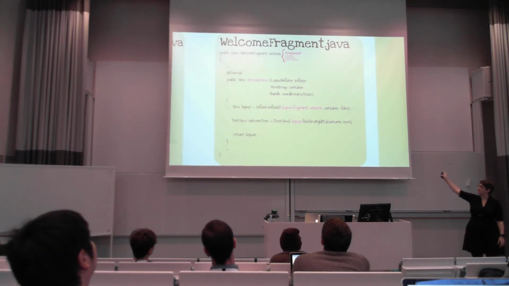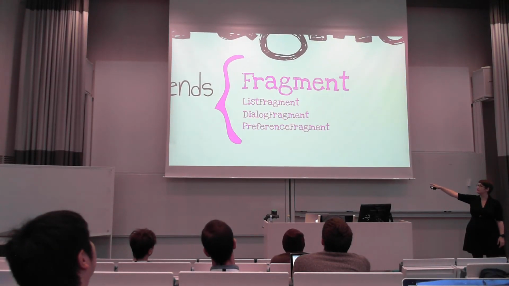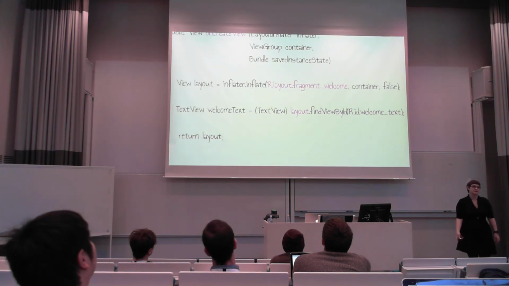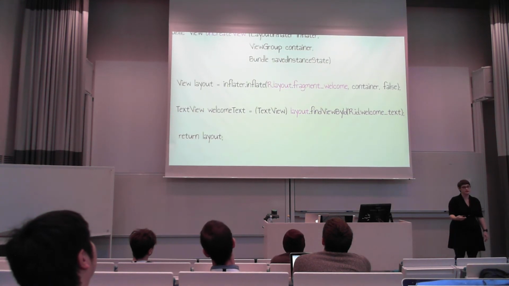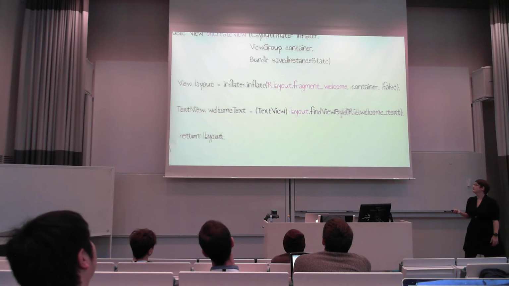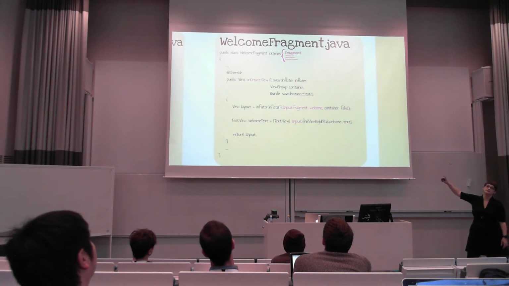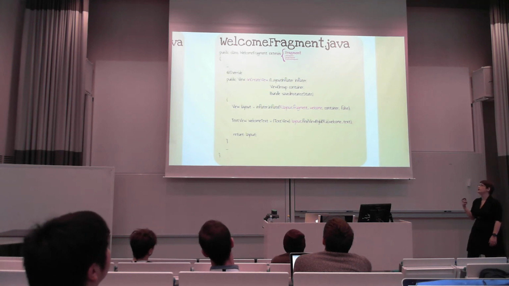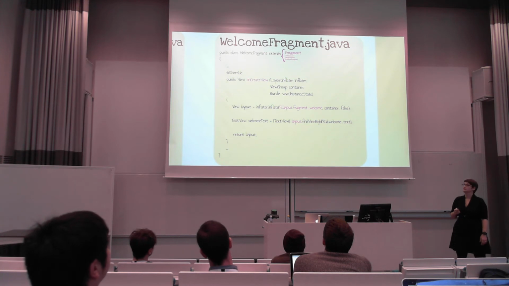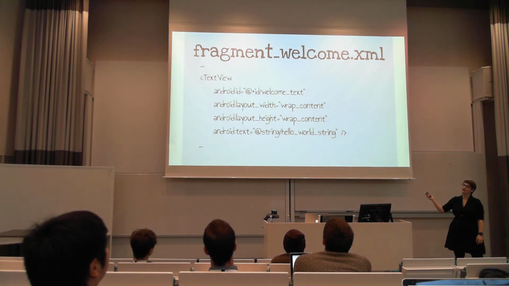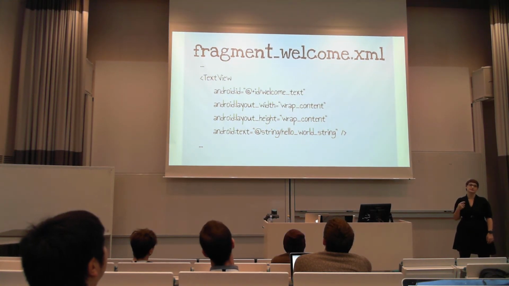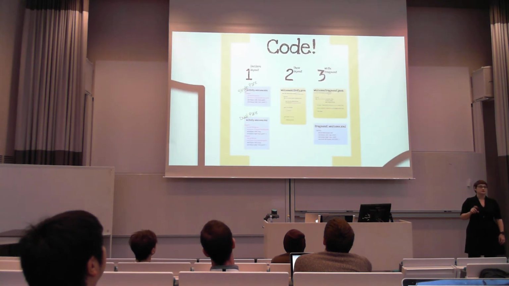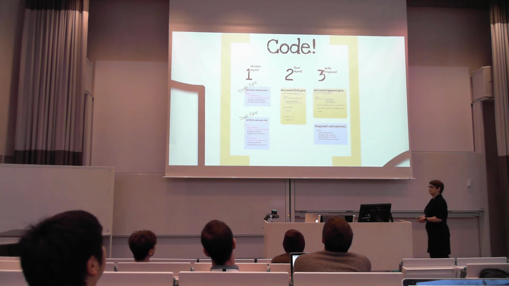You're going to inflate that layout, telling it which XML file it's going to use. And from there, use layout.findViewById to actually get references to those views, instead of like you would with an activity, which is just findViewById. And then you have your XML, which has whatever you want in it. And text views that say hello world. Any questions on that?